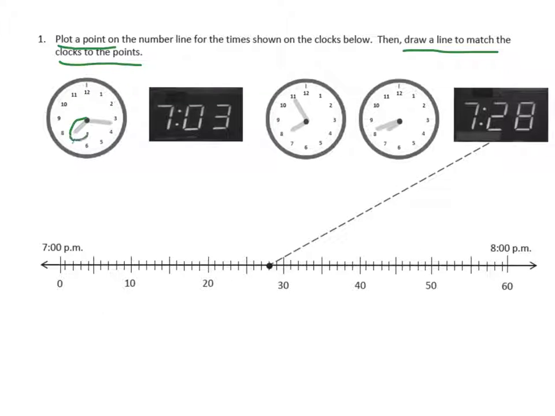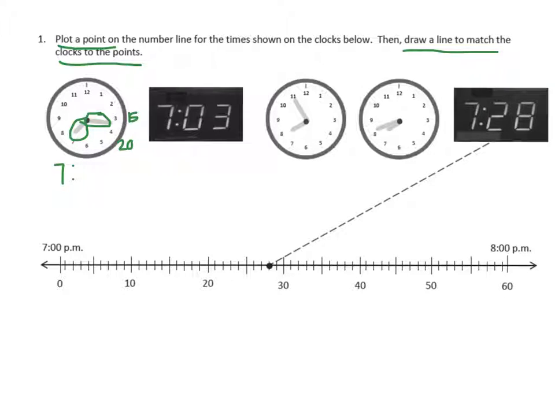I see the hour hand is in a little bit after 7, but it's not quite at 8. So that means it's sometime in the 7 o'clock hour. Next, I'm going to take a look at the minute hand. I see that it is in between the 3 and 4. The 3 I know is 15 minutes, and the 4 I know is 20.